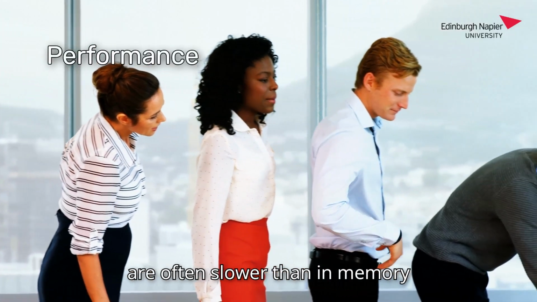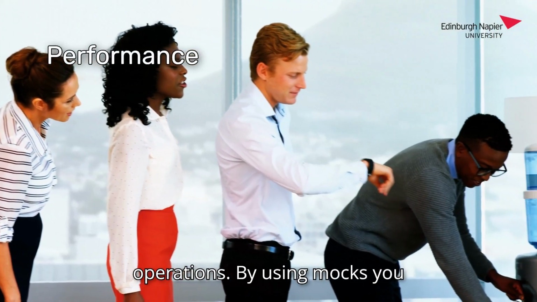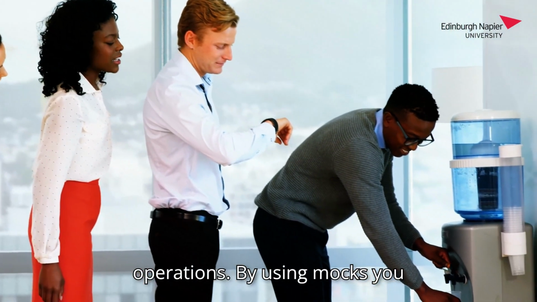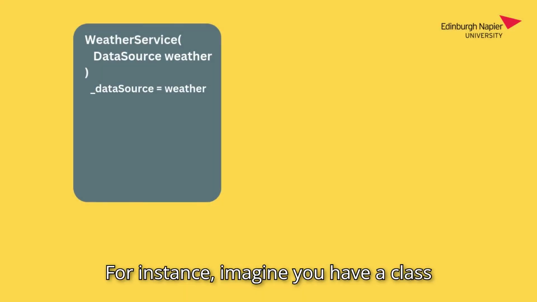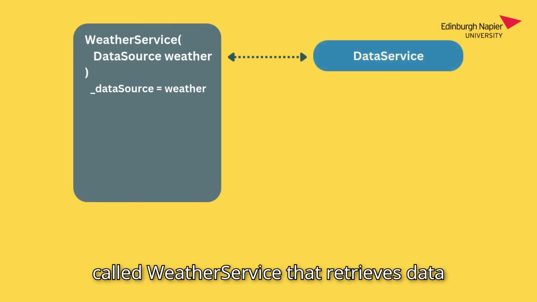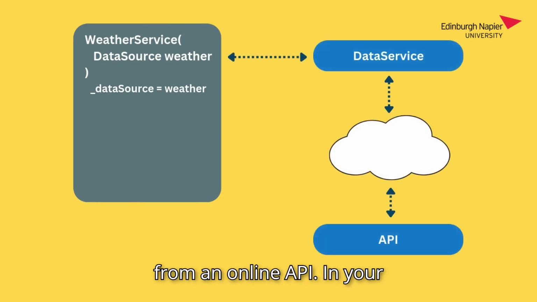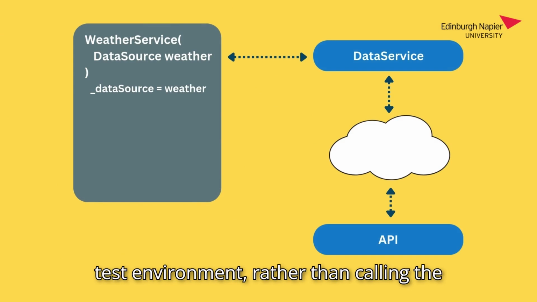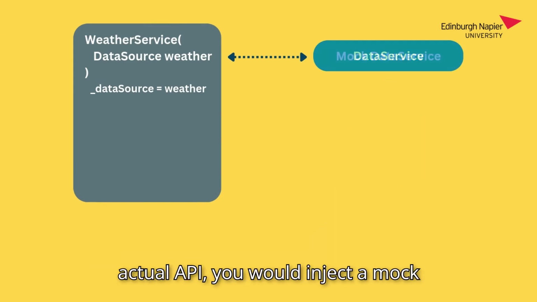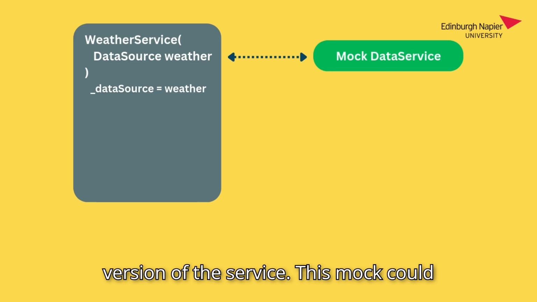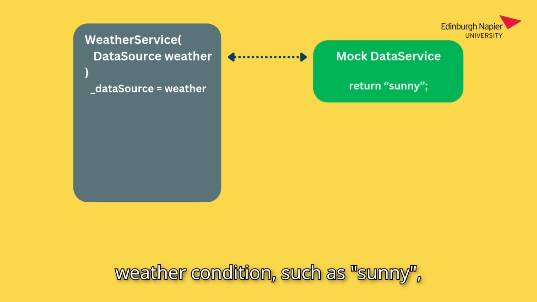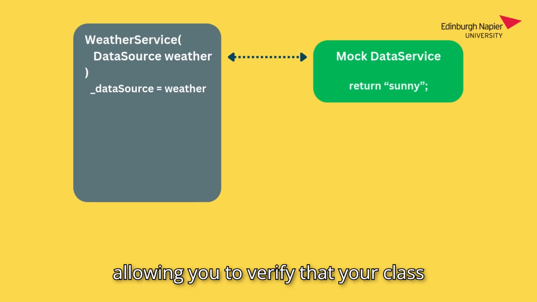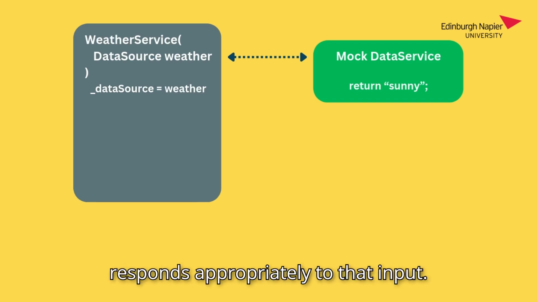External systems are often slower than in-memory operations. By using mocks, you bypass these slower operations, making your test suite run faster. For instance, imagine you have a class called WeatherService that retrieves data from an online API. In your test environment, rather than calling the actual API, you would inject a mock version of the service. This mock could be programmed to return a specific weather condition, such as sunny, allowing you to verify that your class responds appropriately to that input.